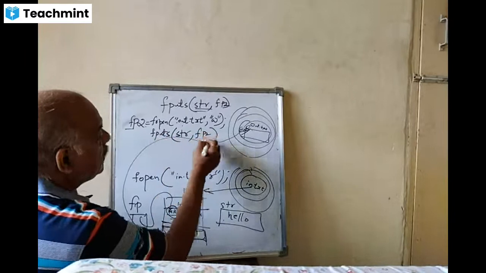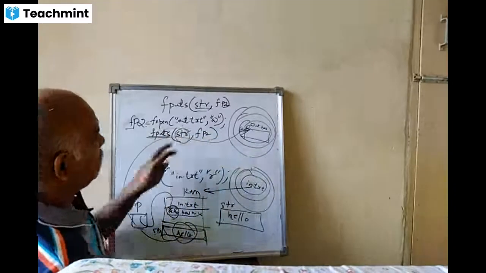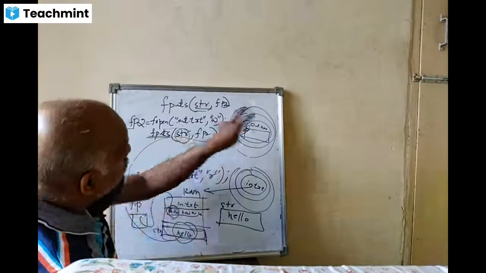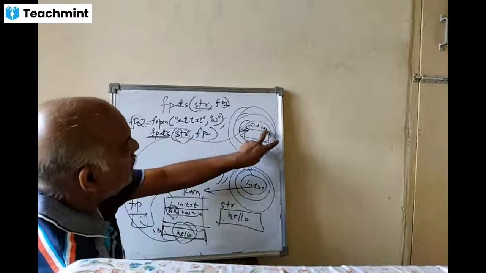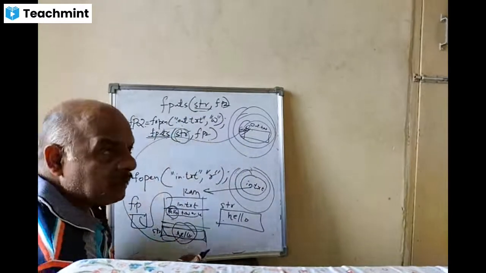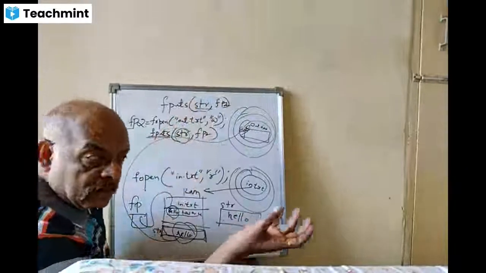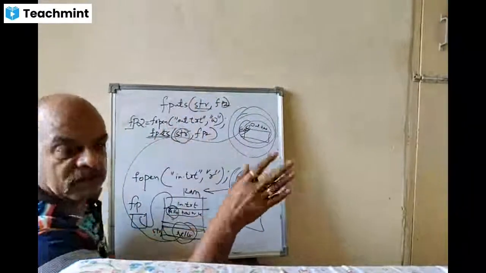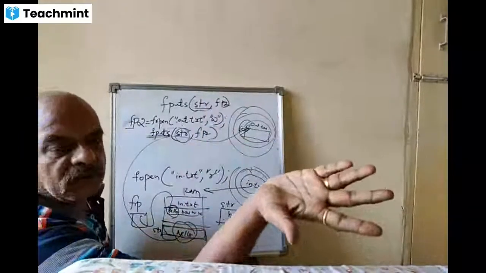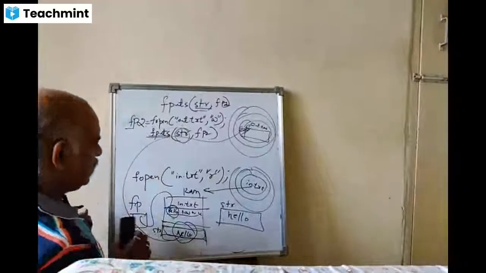So fputs transfers the contents of the string, the contents of the buffer character array, onto the output file. What is the output file? out.txt pointed by FP2. fputs goes from memory to the output file. fgets reads from the input file into memory. So from the input file to memory, and then back to the file on the hard disk. These are the differences you should understand. These are very simple; try to understand the concept.